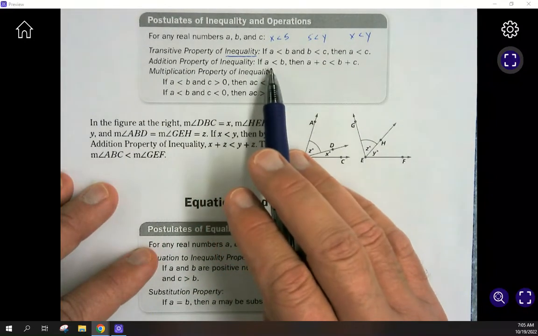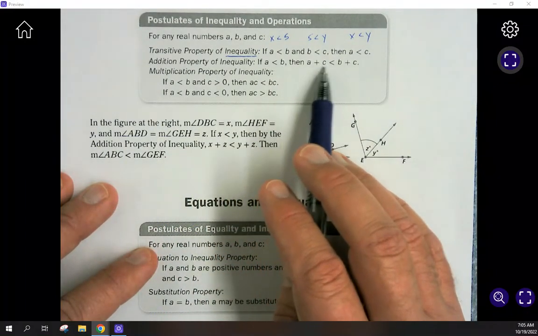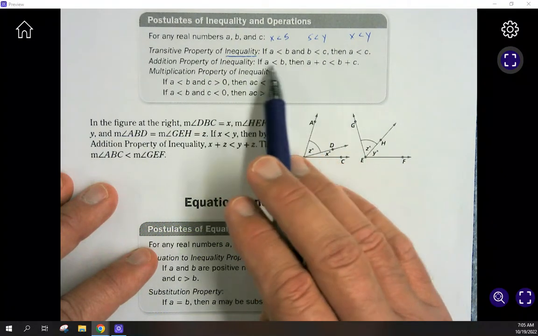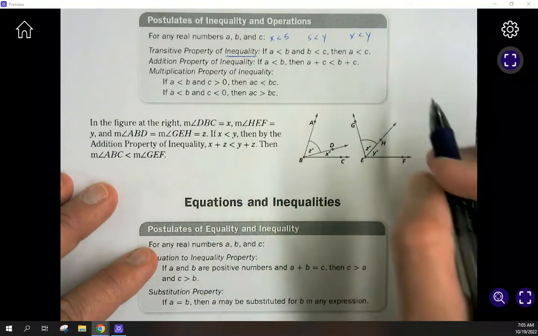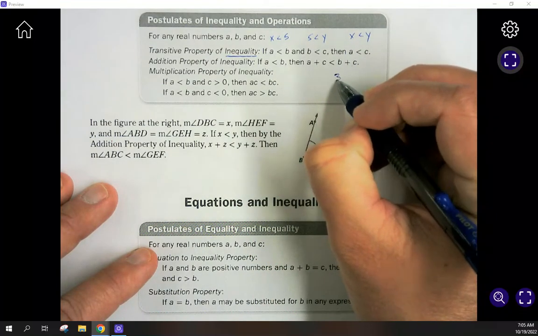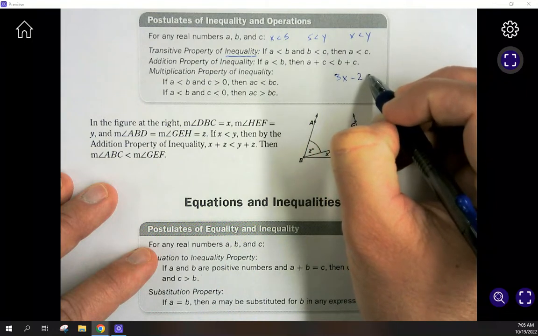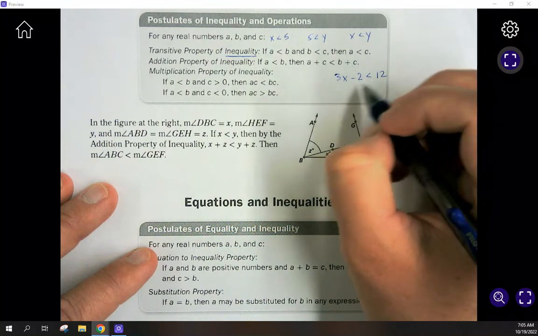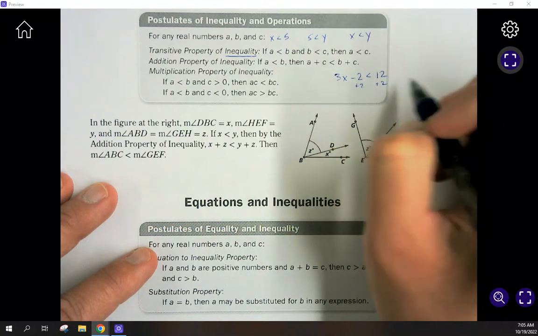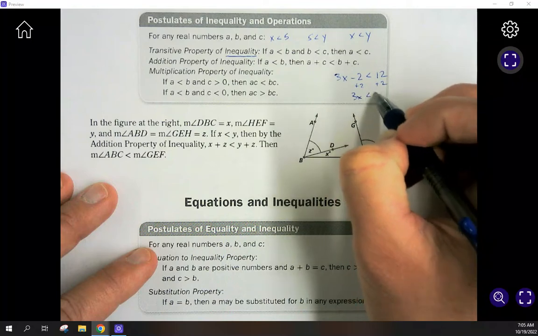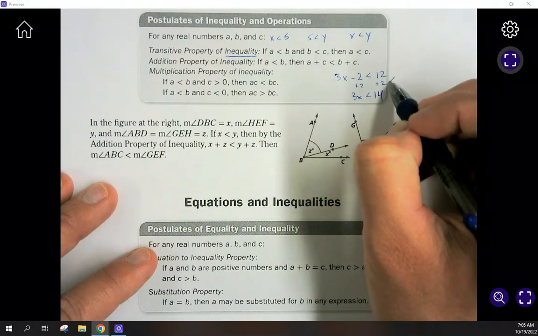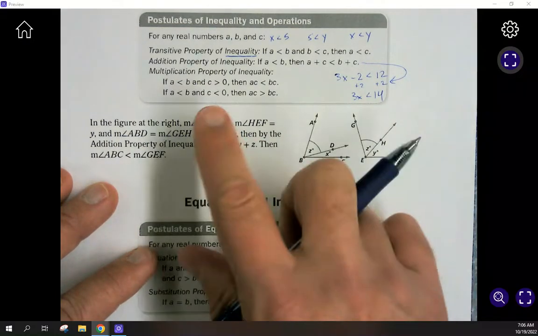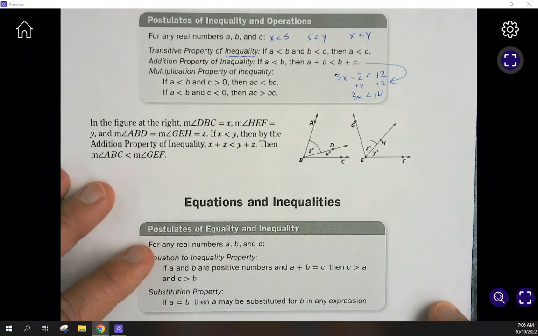The addition property: if you've got an inequality, this is less than this, I can add c to both sides. That's the same as the one we use for equality. If we're trying to solve an inequality, we can add to both sides. So if I had 3x minus 2 is less than 12, I can add 2 to both sides, and 3x is less than 14. This right here, being able to add to both sides to solve an inequality, that's the addition property of inequality.